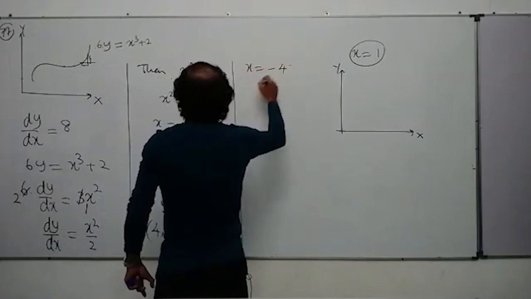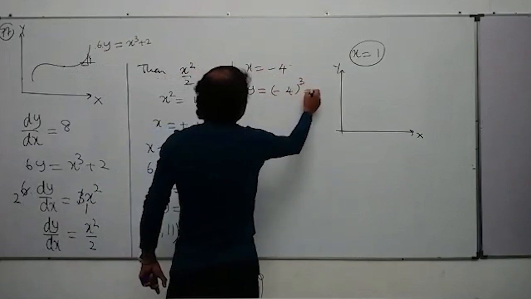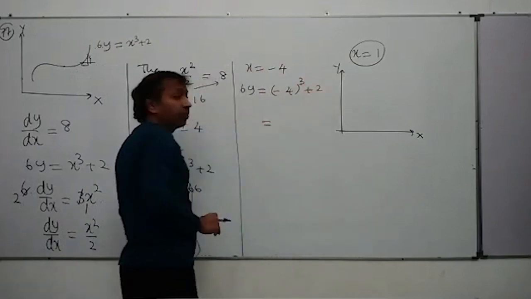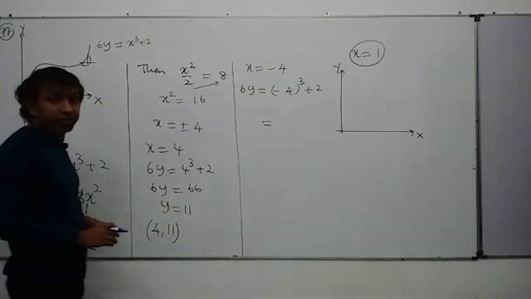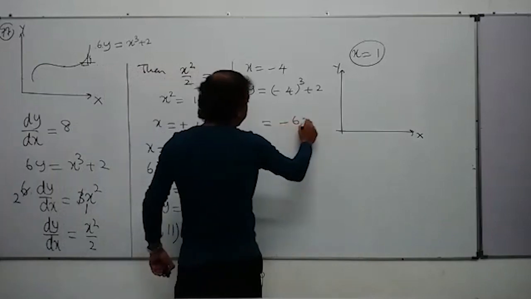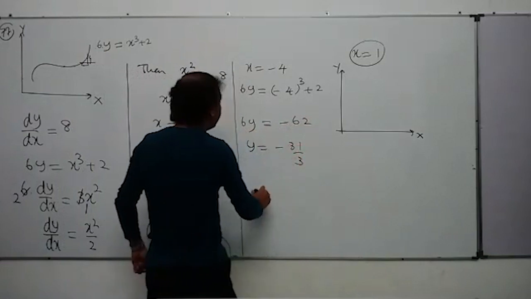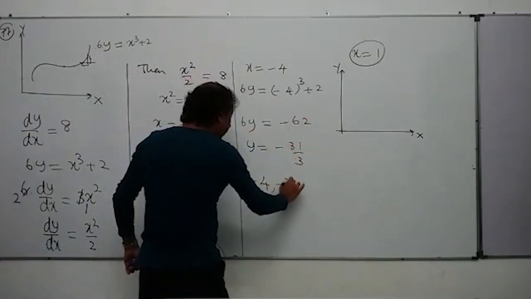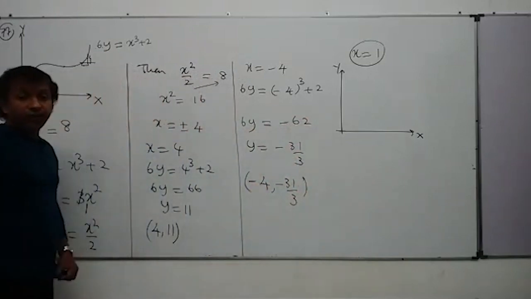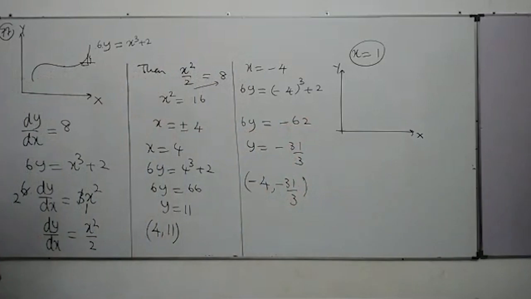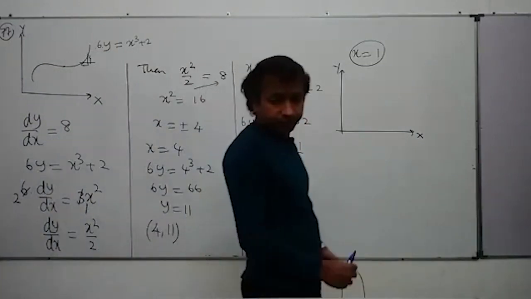Secondly, x equals minus 4. 6y equals minus 4 to the power 3 plus 2. Minus 4 to the power 3 means minus 64, plus 2 means minus 62. That we divide by 6, then we get y equals minus 31 by 3. Then the other point is (minus 4, minus 31 by 3). So these are the 2 points on this given graph where the gradient is 8, or y changes 8 times as fast as x changes.